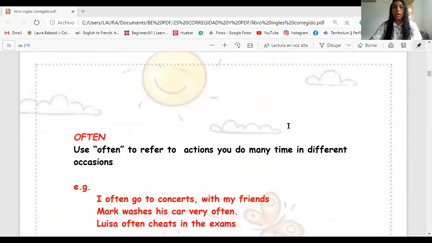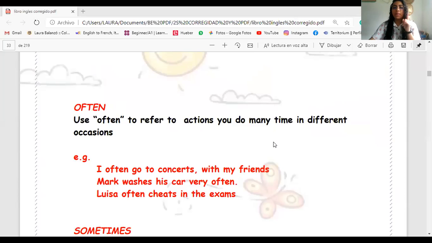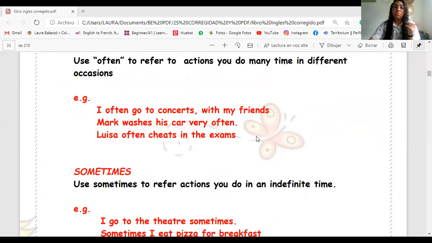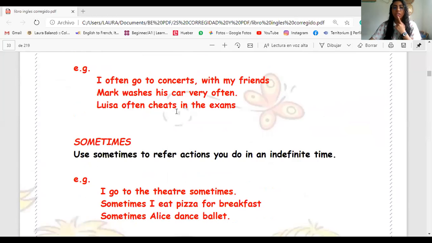Often. Use often to refer to things you do many times on different occasions. Usa often para referirte a acciones que pasan en diferentes ocasiones. I often go to concerts with my friends. Yo ocasionalmente voy a conciertos con mis amigos. Mark washes his car very often. Mark lava su carro muy seguido. Luisa often cheats on her exams. Luisa casi usualmente o seguidamente hace trampa a los exámenes. Have you cheated on your exam? ¿Han hecho trampa a sus exámenes?